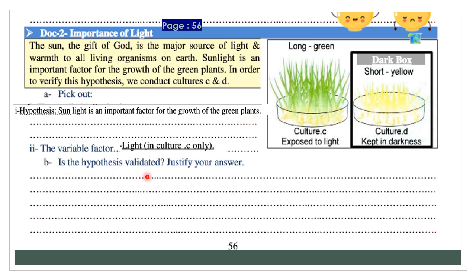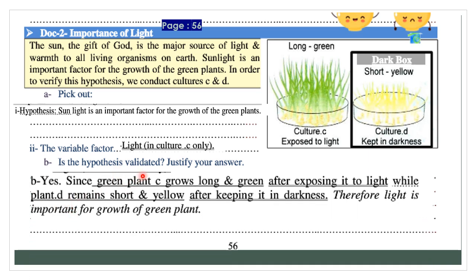Is the hypothesis validated? Justify your answer. What's the hypothesis? Sunlight is an important factor for the growth of a green plant. In culture C, where the plant is exposed to sunlight, the plant grows long and green. While here, it's kept in darkness, so the plant doesn't show any growth. So, is the hypothesis validated? Is sunlight important for the growth of green plants? Yes, it is. So the hypothesis here is validated. Yes, since plant C, this one, grows long and green after exposing it to light, while plant D remains short and yellow after keeping it in darkness.